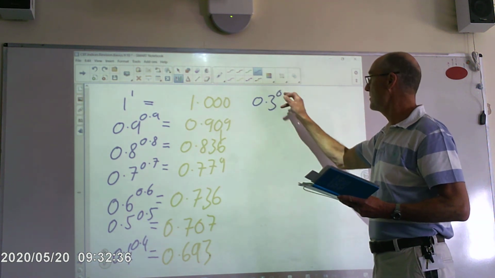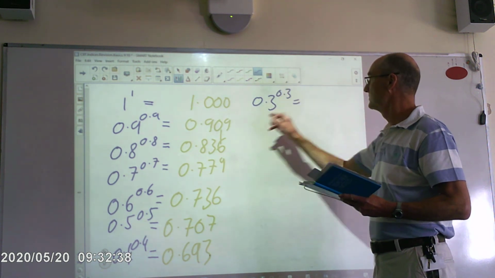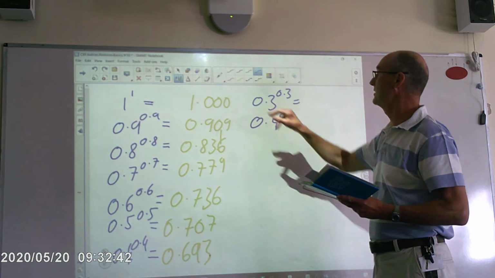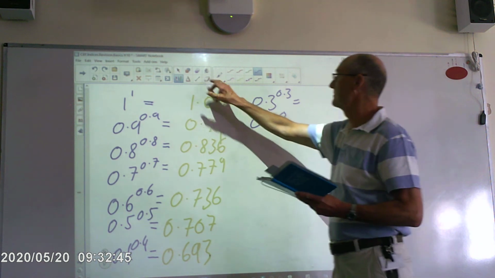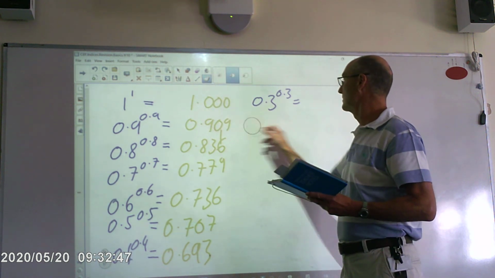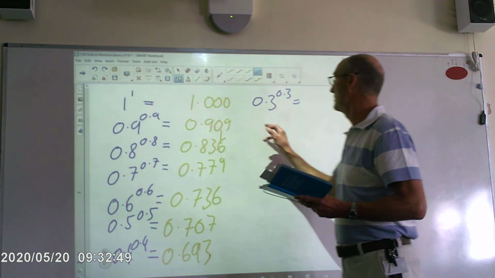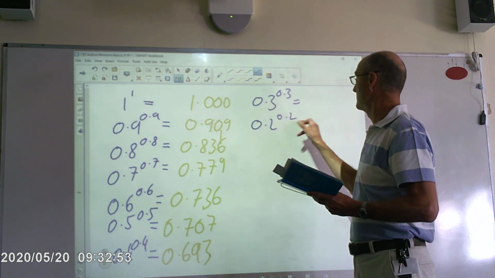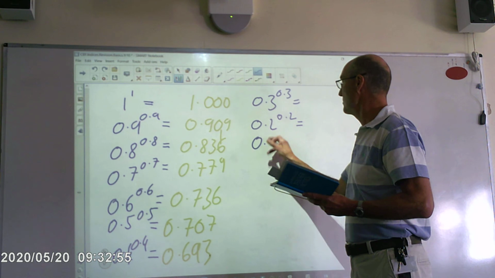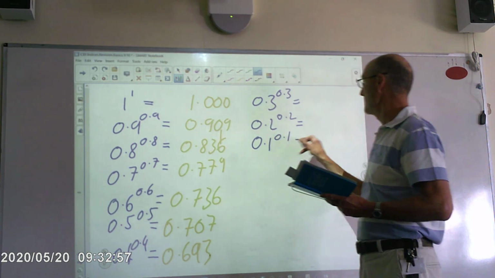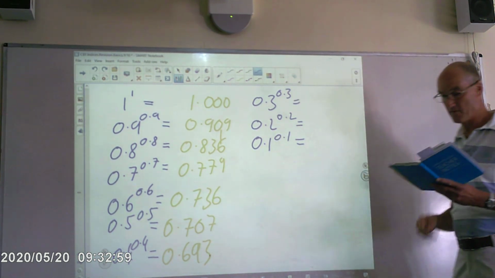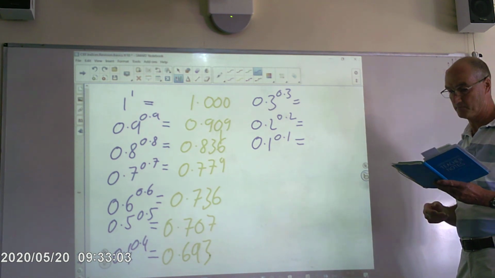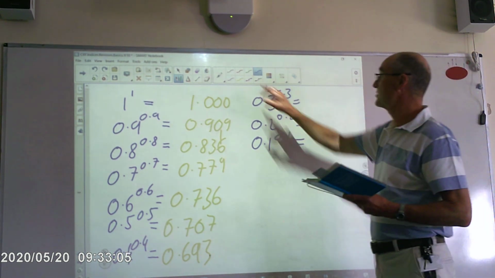0.3 to the power of 0.3. Oh, no, cancel that one. 0.2 to the power of 0.2. Then 0.1 to the power of 0.1. Work out those three values and let's see what's happening. Again, it's 3 decimal places.